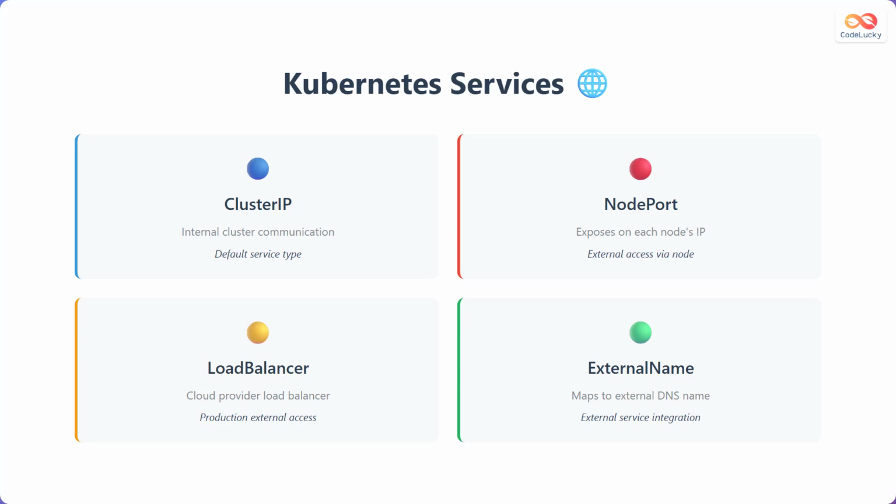Services in Kubernetes provide a way to expose applications running on a set of pods. There are four main types of services. Cluster IP service exposes the service on an internal cluster IP. Node port service opens a specific port on all nodes to allow external access. Load balancer service uses cloud provider load balancers for external access. External name service maps a Kubernetes service to an external DNS name.